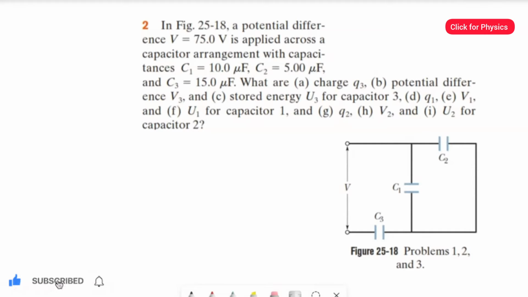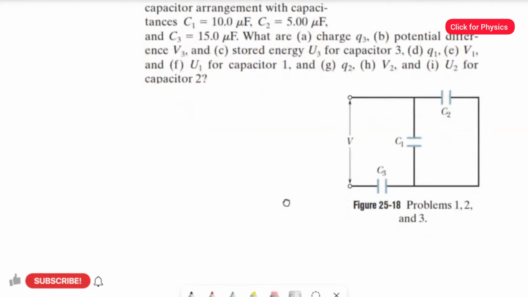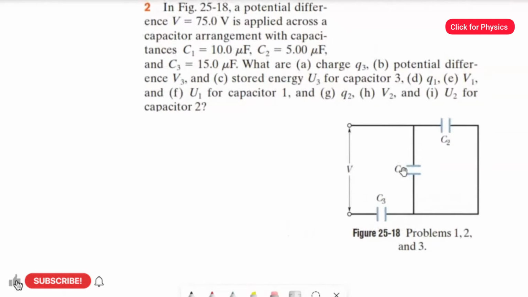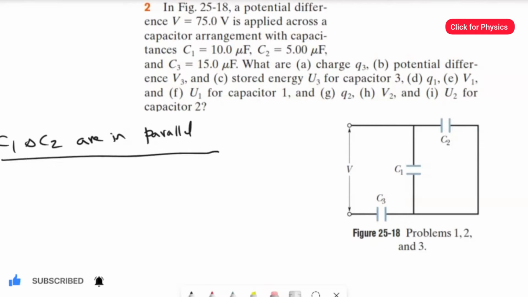Before we answer these 9 questions, first of all, let's find the equivalent capacitance for this 3 capacitor arrangement. If you see this arrangement, C1 and C2 are in parallel. So the equivalent capacitance for these two capacitors is equal to C1 plus C2.